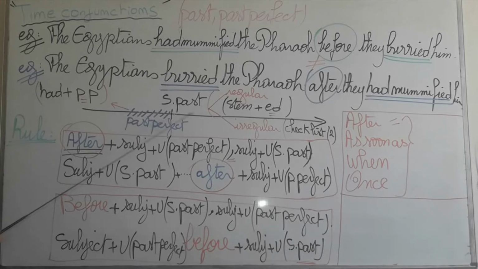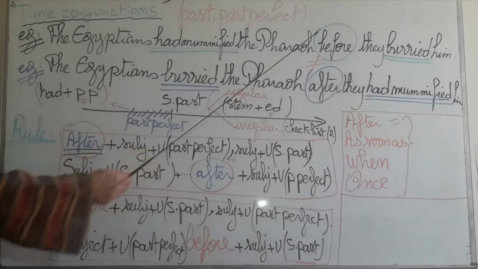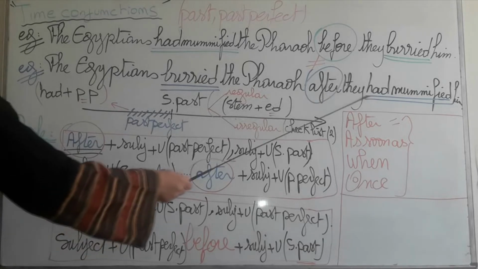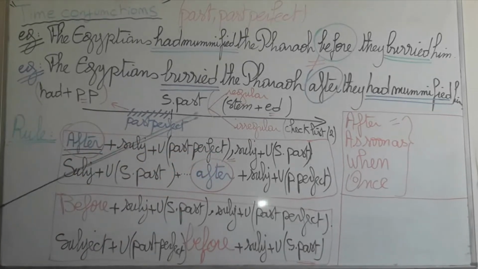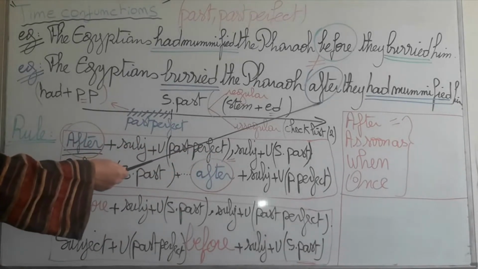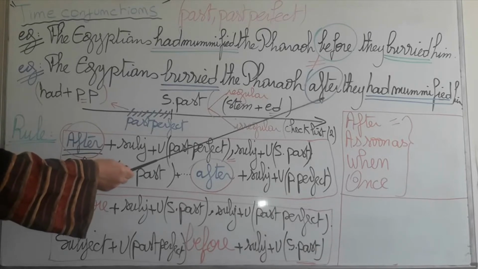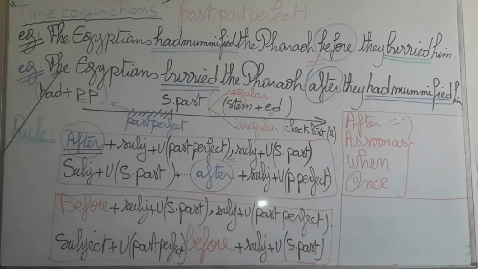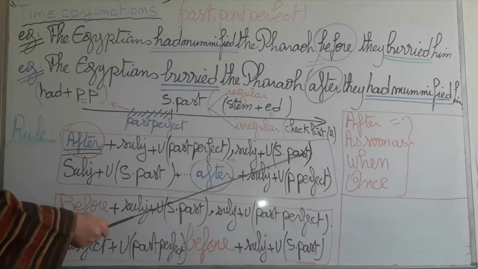Let's see with after. After اللي قلنا opposite of before. When we say the Egyptians buried the pharaoh after they had mummified him. So after جت in the initial possession. So we say like this. But what about if after comes at the beginning of the sentence? We are going to say after the Egyptians had mummified the pharaoh they buried him.